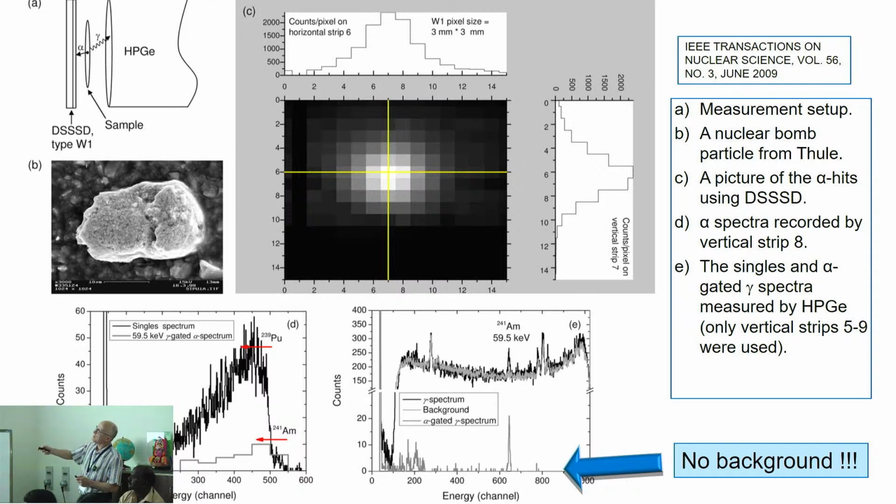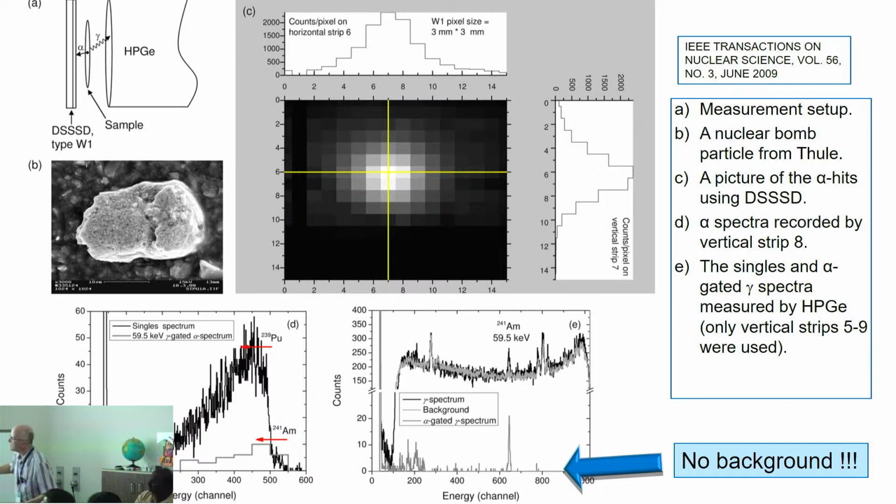And you can see here the number of counts for strip 6. The horizontal strip, this one here, and this is the vertical strip here. So we can see the location of the particle. Remember that each strip is 3 millimeters in size. Now, figure D is this one.